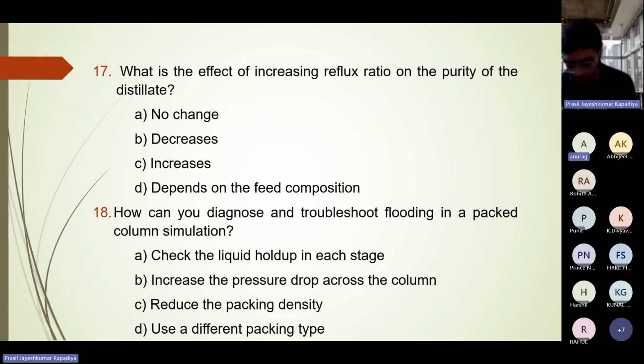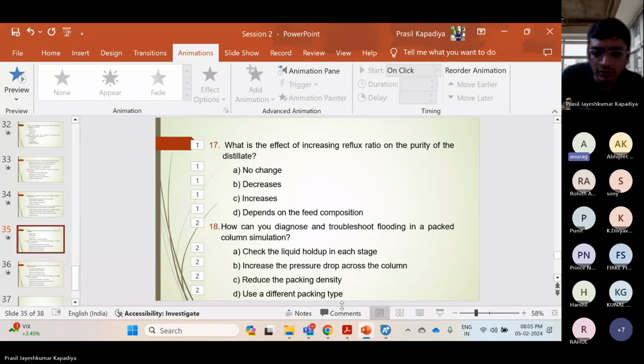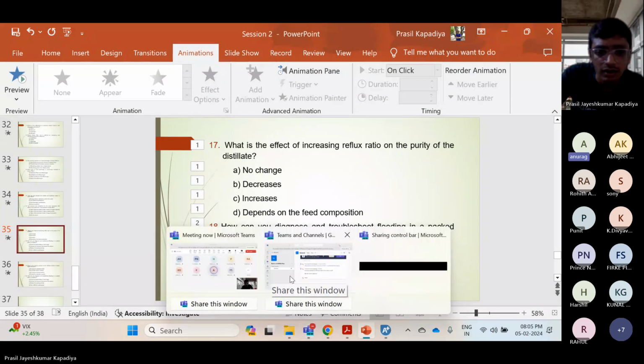What is your doubt? Can't the option be the second option, increase the pressure drop across the column? If the pressure drop is increasing across the column, doesn't it indicate the situation of flooding?